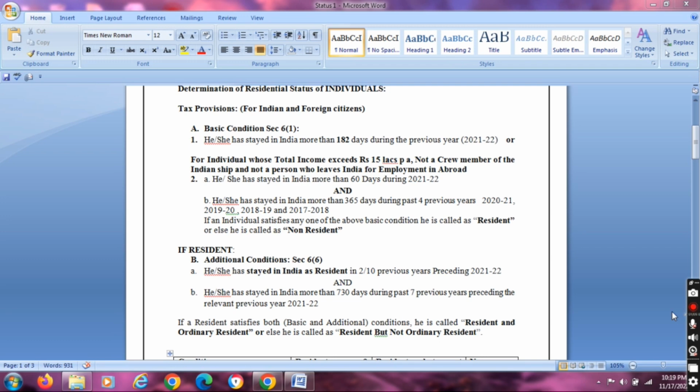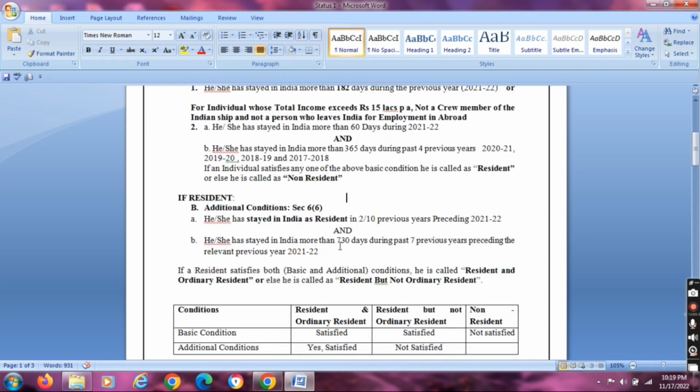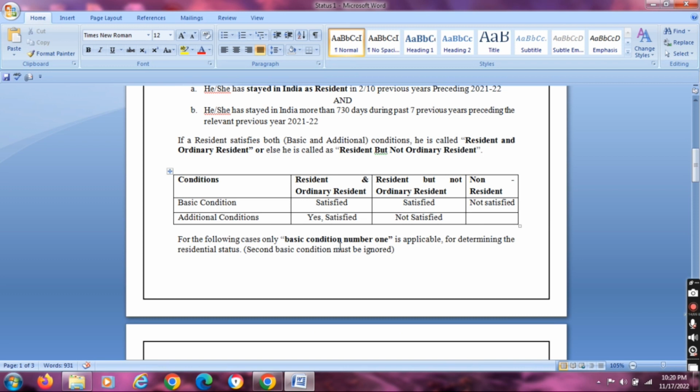In short, if an individual satisfies both basic and additional conditions, he is called resident and ordinary resident. If an individual satisfies only the basic condition but is not able to satisfy the additional condition, he is called resident but not ordinary resident. If an individual is not able to satisfy even the basic condition, he is called non-resident.